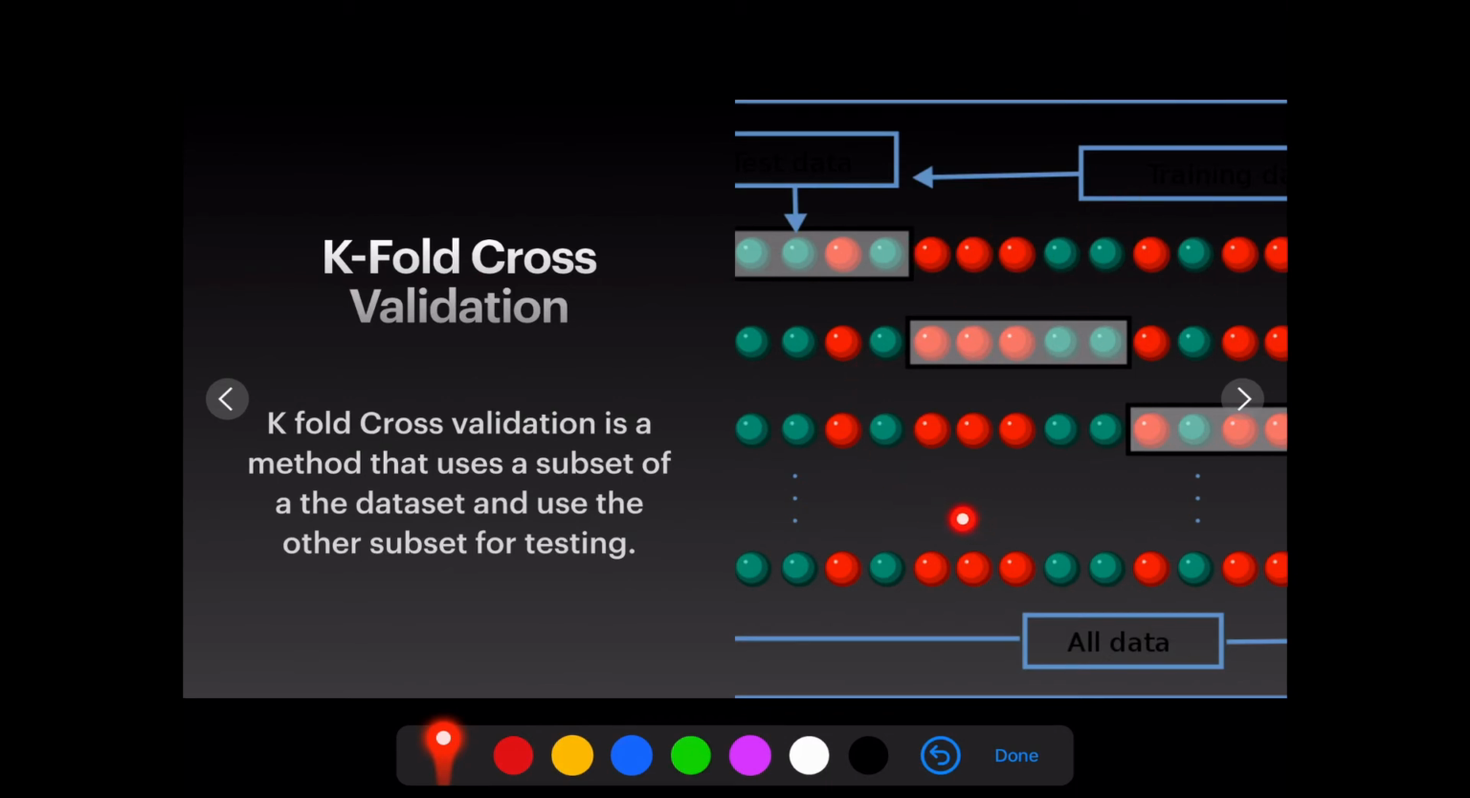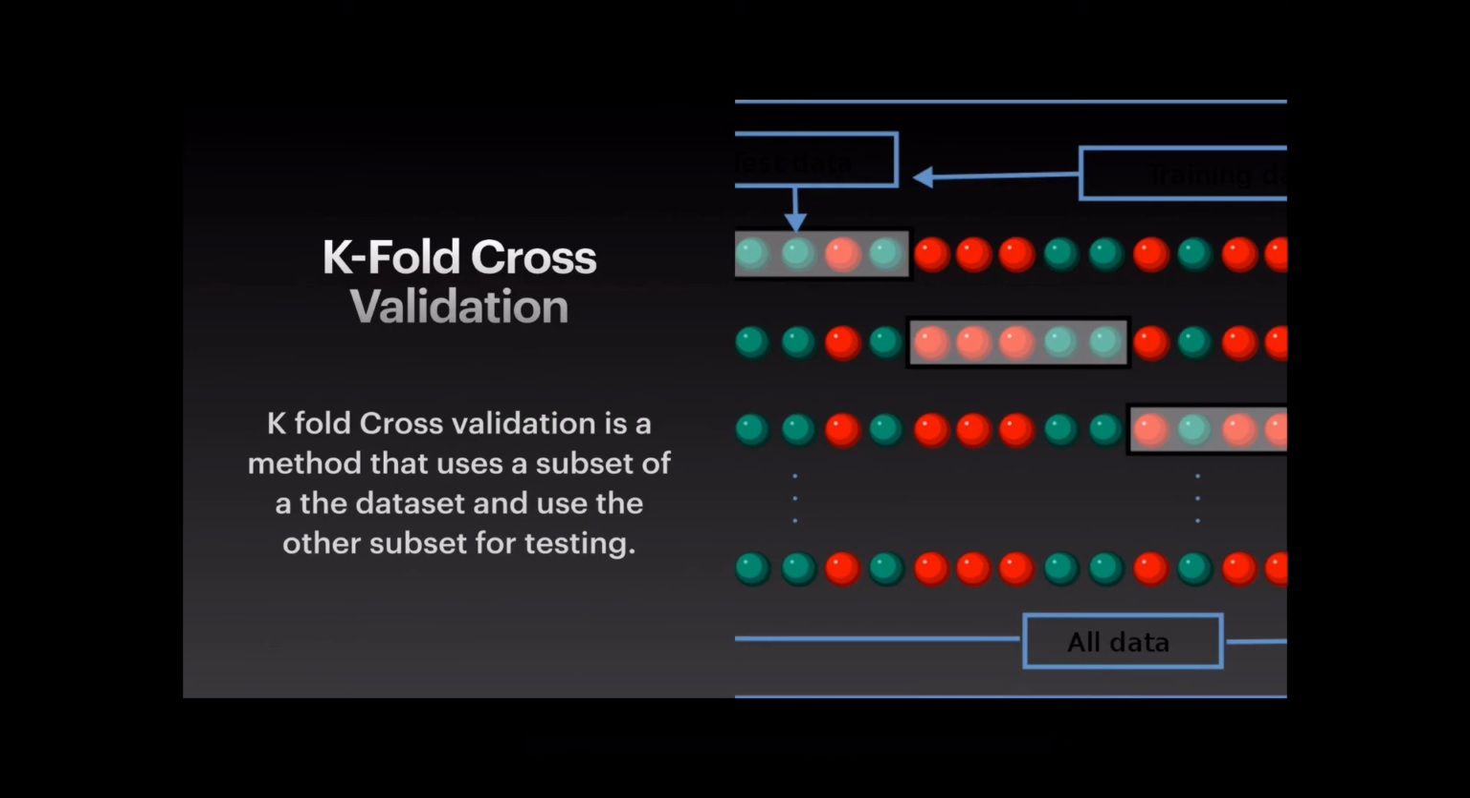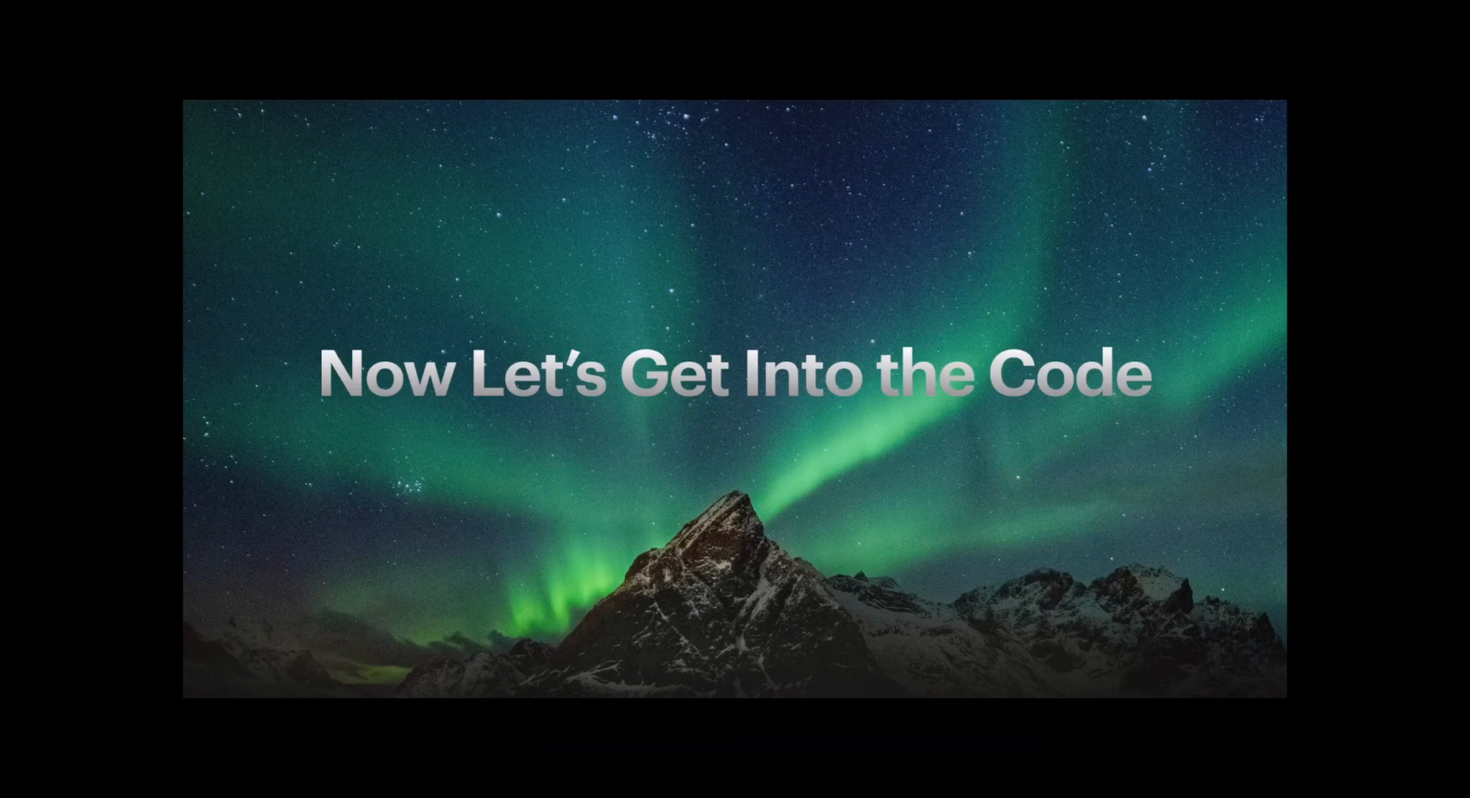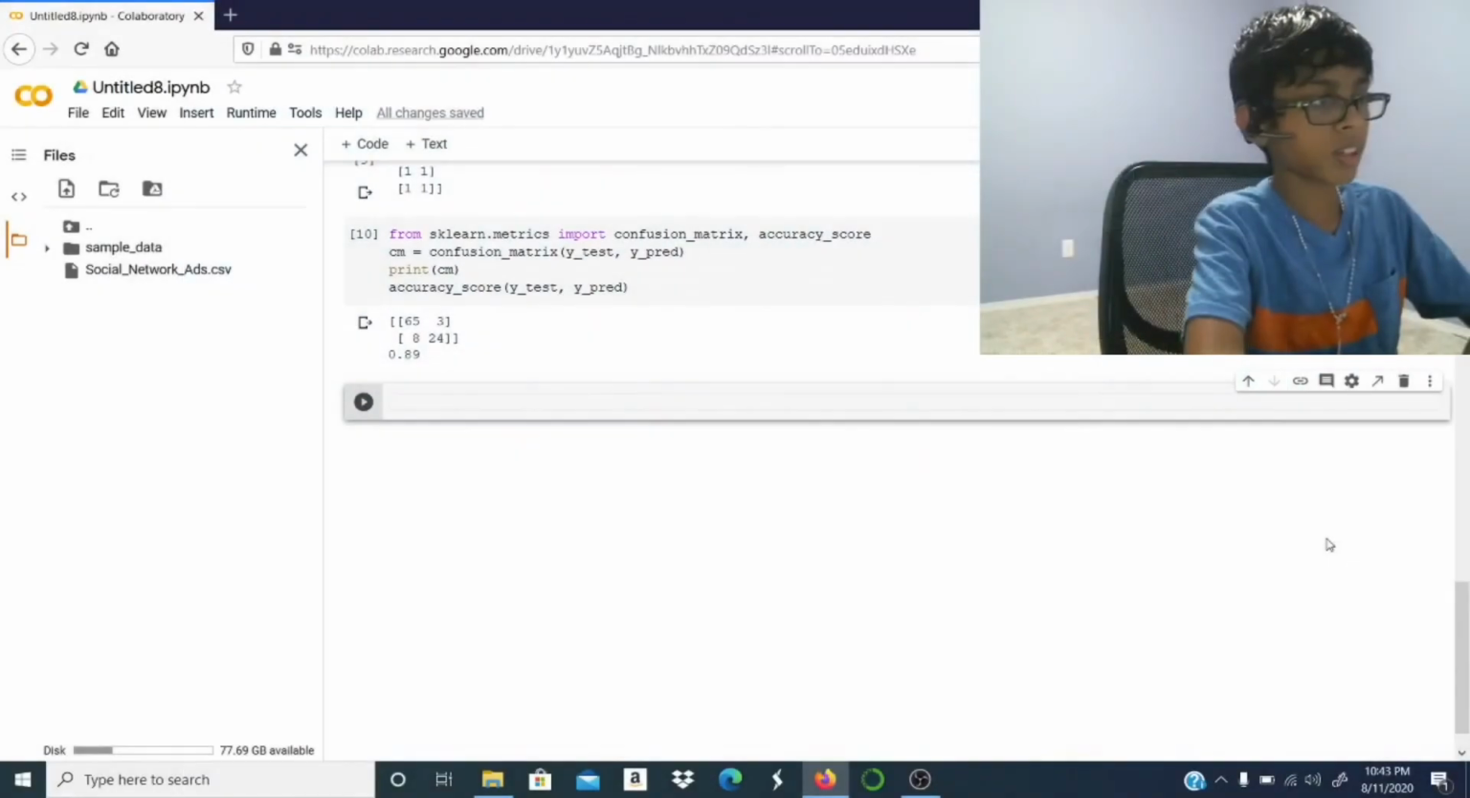It takes the entire rest of the data set for training, and then randomly selects subsets, like this one, that one, and then it tests on that. This is a very good way to avoid overfitting and underfitting. So now I'm gonna get into the code. So yeah, let's get into the code.